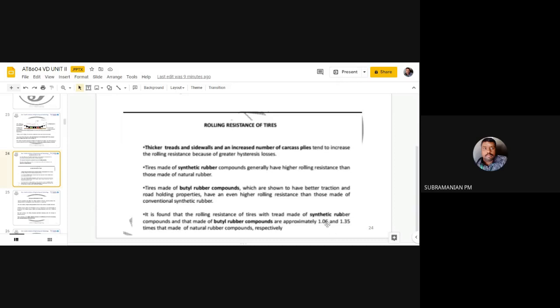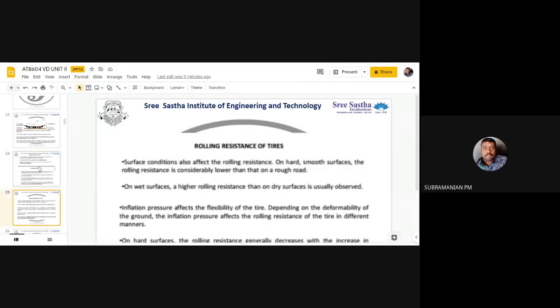Comparing the rolling resistance of synthetic rubber and butyl rubber, the values are given. For synthetic rubber the value is 1.06, whereas for butyl rubber it is 1.35. They are comparing with natural rubber. When natural rubber has a rolling resistance of 1, synthetic rubber will be 1.06 times. So approximately it is more or less the same as natural rubber. Whereas when I go for butyl rubber, my rolling resistance increases by 35 percent. So this fact you also have to understand.